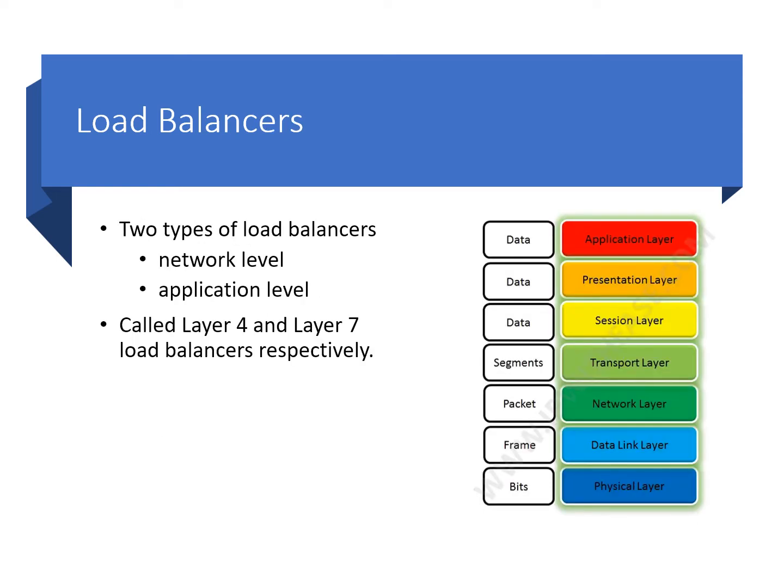Load balancers may act at the network level or the application level. These are often called Layer 4 and Layer 7 load balancers respectively. The name refers to their network transport layer at Layer 4 in the OSI stack, the reference model, and the application level at Layer 7. The OSI model defines network functions in 7 abstract layers, as you can see here on the slide. Each layer defines standards for how data is packaged and transported.